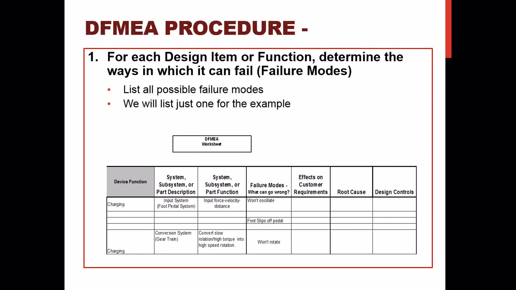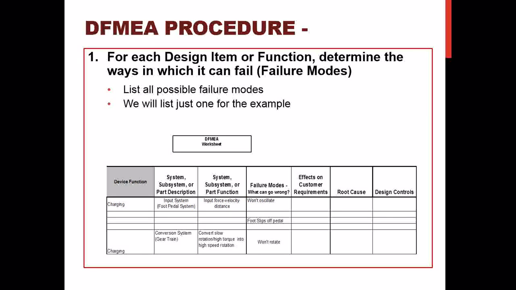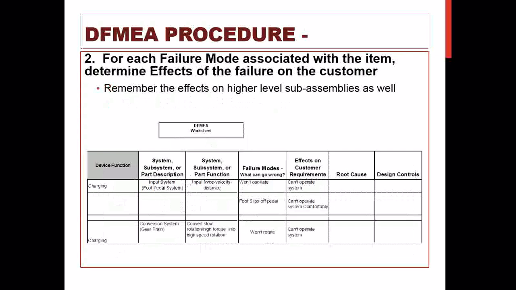So again, as stated, severity rankings, 10 is potentially catastrophic, lethal without warning. 9 is injurious but not life-threatening, or it could have a major loss of property. And 8 is extreme customer dissatisfaction, complete loss of the function of the product.